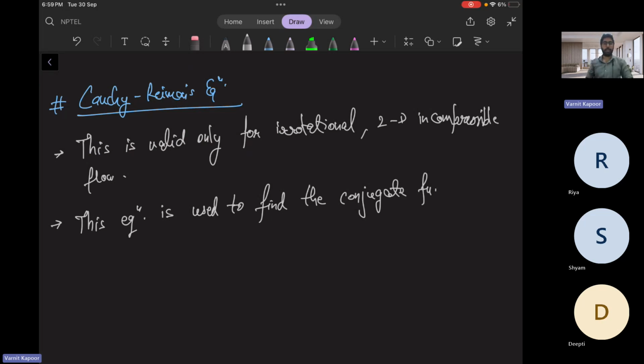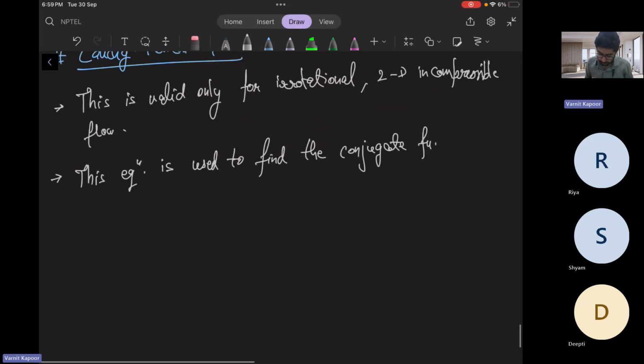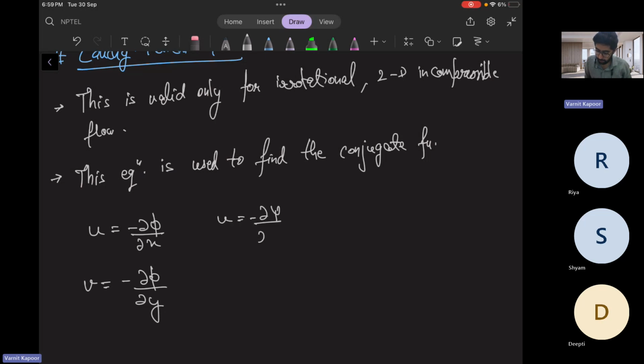So we know that your velocity u, in Cartesian coordinates with respect to the potential function, is written as minus dou phi by dou x. U is minus dou phi by dou x. V is minus dou phi by dou y. And u is minus dou psi by dou y with respect to the stream function. And v is dou psi by dou x.